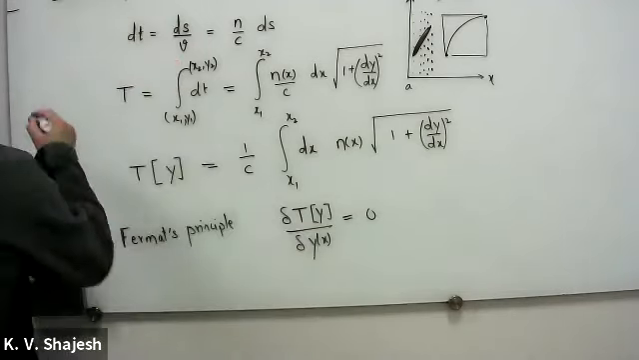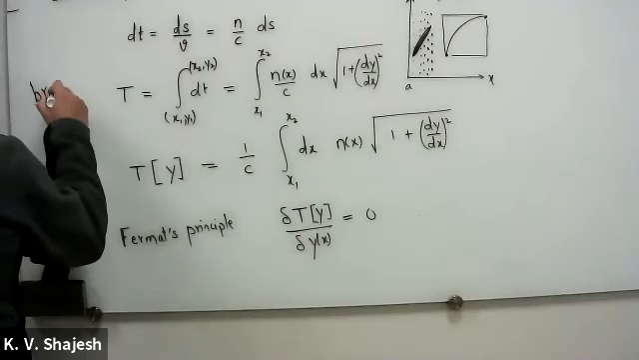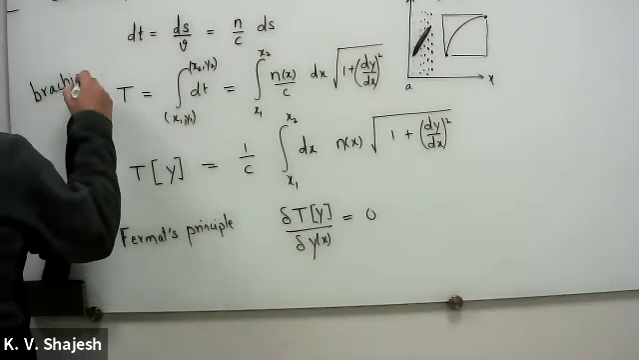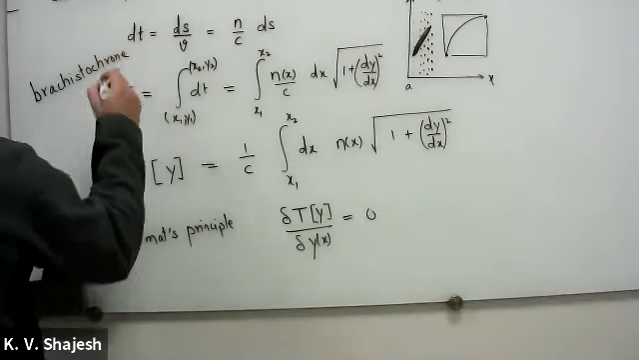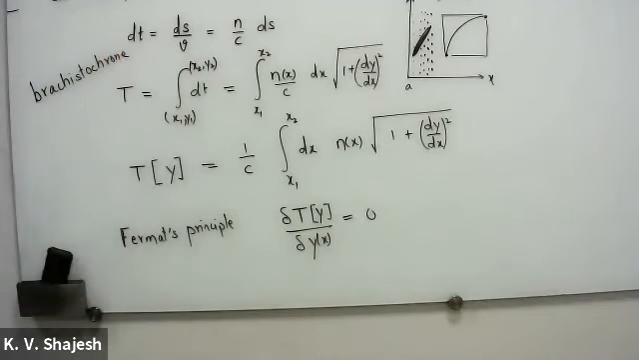The brachistochrone is a special path. It's in the context of gravity, but in general, we will call it the brachistochrone whenever the time is minimum. That's how we will define it here. Yes, next question.